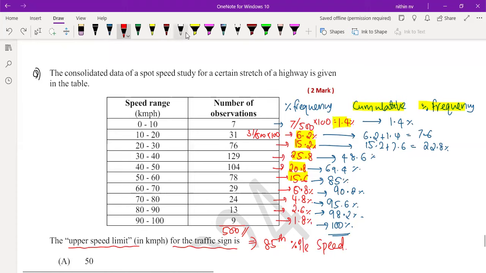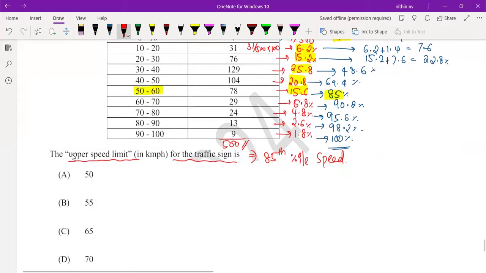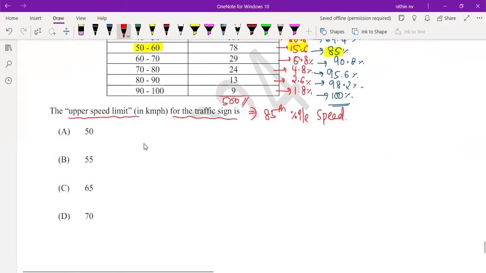Now, coming back to the point required here, we got the 85th percentile speed. What is that? Corresponding to this, the speed range is 50 to 60. Now, if you go back to the options, look here. In the range 50 to 60, we are having 50. We are having 55 also. Now, what to do? Obviously, this is not the right answer. This is not, because it's outside the range. In this range, which value we are going to take?